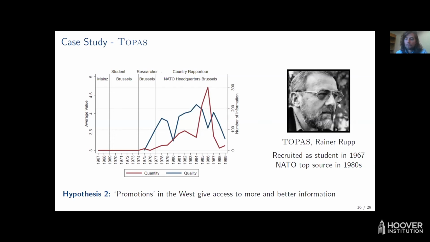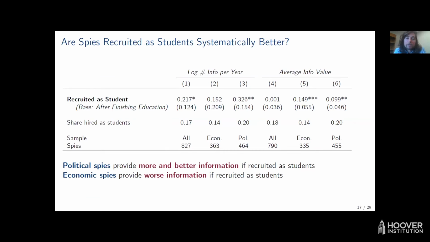and that seems to be driven by the fact that Topaz moved to an important institution. Okay. In statistical tables, so this is the first hypothesis, are spies recruited as students systematically better? Here what we find is that in general, yes, a little bit. Spies that are recruited as students, relative to spies that are recruited after they finish their education, provide about 20% more information, and not more valuable information. But for political and economic spies, this is completely different. So for political spies, we find that they provide more and better information, 32% more information, and information that is 0.1 value points higher.